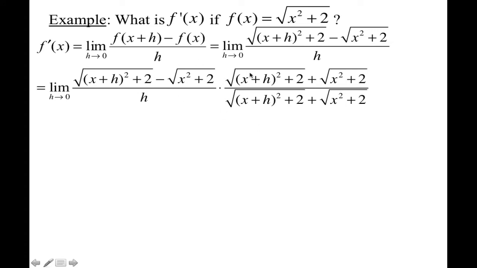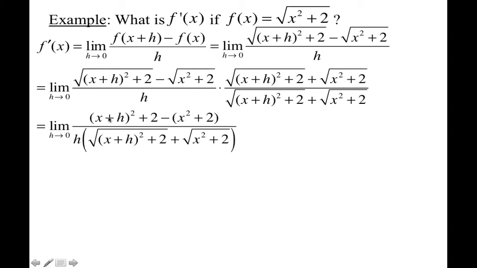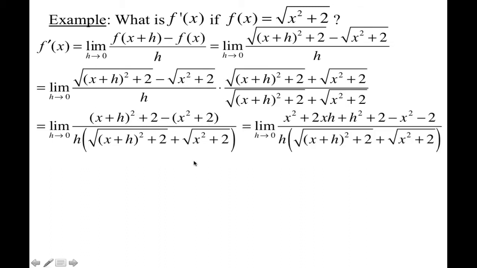Now, when I distribute the top, I get a difference of two squares. So the roots cancel on the numerator. And on the bottom, I just have h times all this stuff. Do not distribute the h through, because eventually our goal is to cancel the h. Now I can go ahead and expand out the x plus h squared, distribute this negative sign to get the following. Now I'm going to look for stuff that I can cancel.